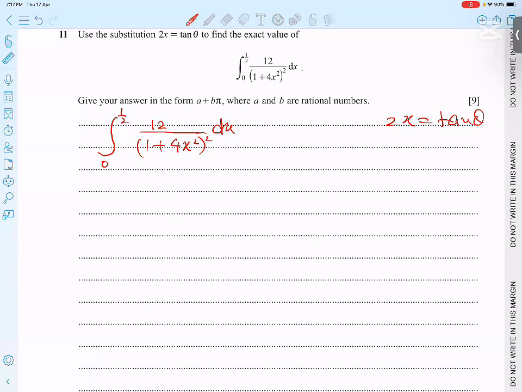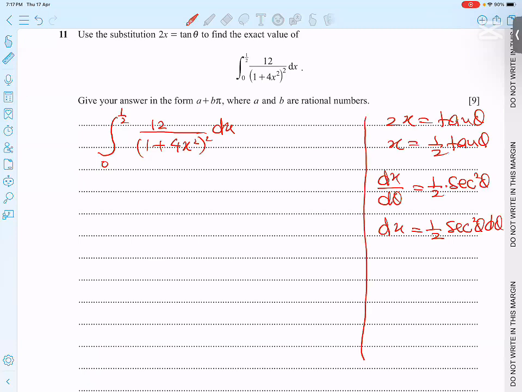So what differentiation? This 2 is disturbing, so 2 will go down, or you can keep 2 here, no issue at all. So what is dx? dx over d theta is equal to half, as it is, and the derivative of tan is secant square. This multiplied there. So half secant square theta d theta. This is done.